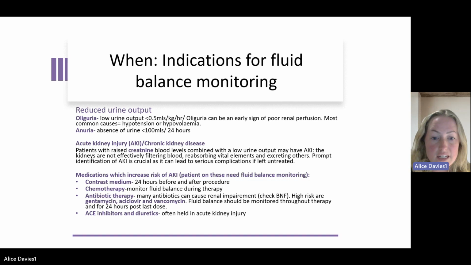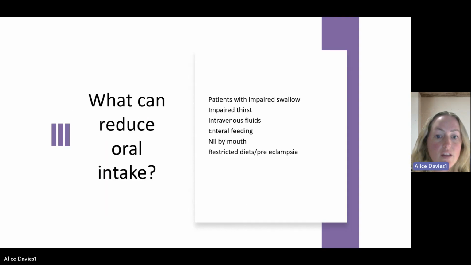However, these two would necessitate fluid balance monitoring. But we may well see women who are on antibiotic therapy, particularly antibiotics that are high risk: gentamicin, acyclovir and vancomycin. So we really must monitor throughout the therapy and for 24 hours after the last dose. ACE inhibitors and diuretics also are often held in acute kidney injury.